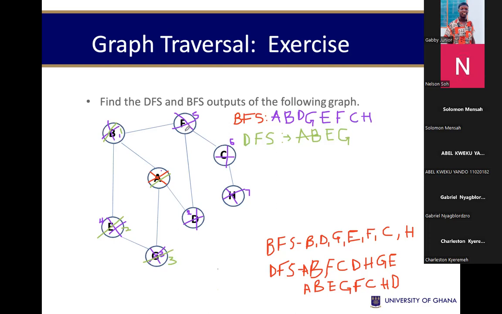So now I pick F as number 4. So F will be the next to output. And then I cross F out. And what is the adjacent friend or node or vertex of F? In this case, we have C, we have D. In terms of alphabetical order, they're going to have C. So C here is going to be number 5.